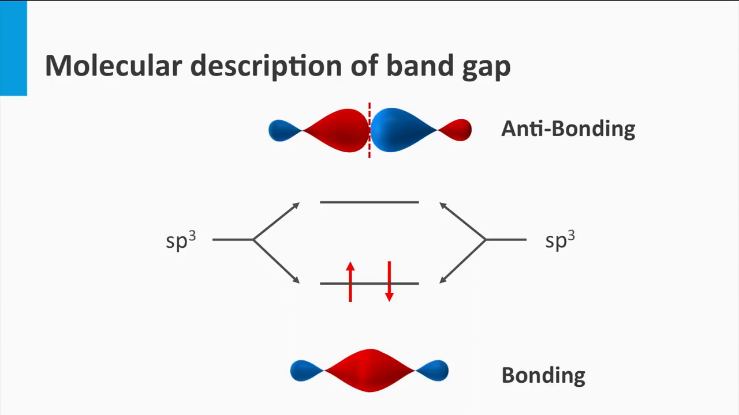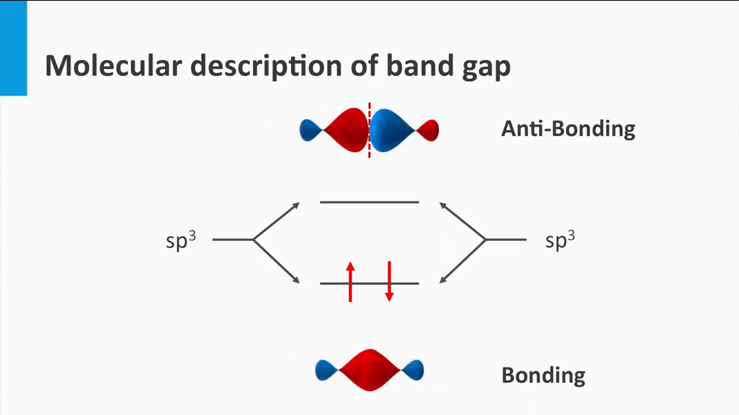Another important aspect of bonding and anti-bonding levels is that the closer the 2 neighboring atoms are together, the larger the energy splitting between the bonding and anti-bonding level will be. This is demonstrated in the animation.